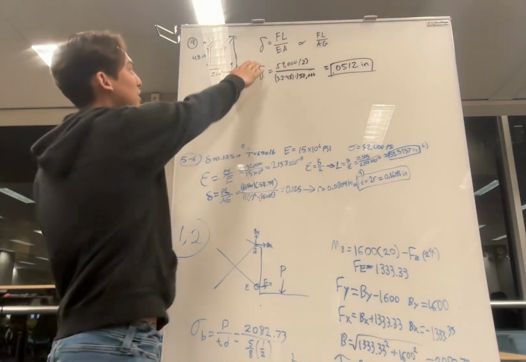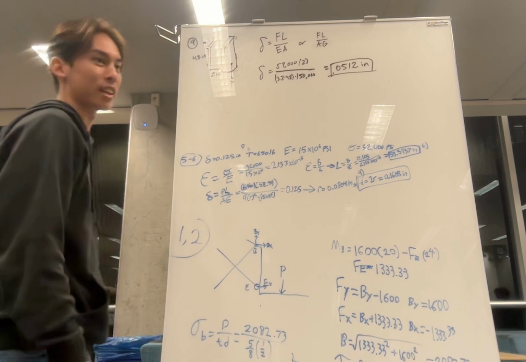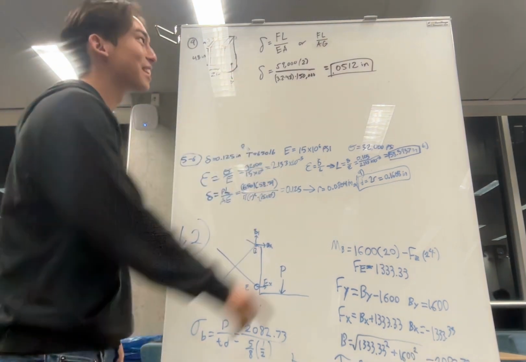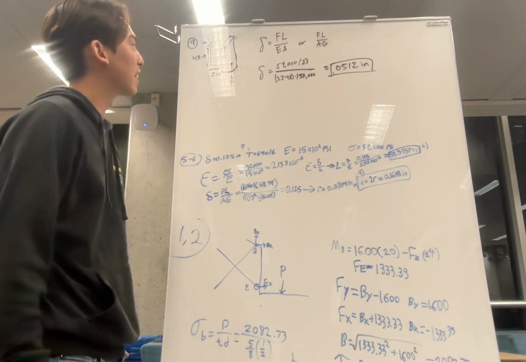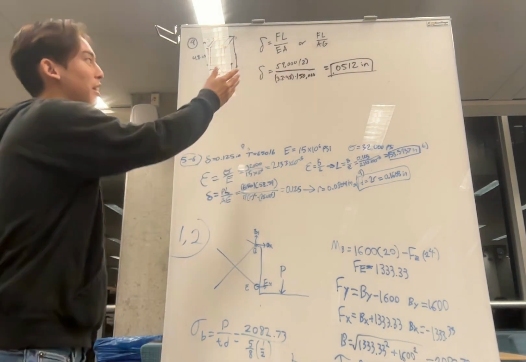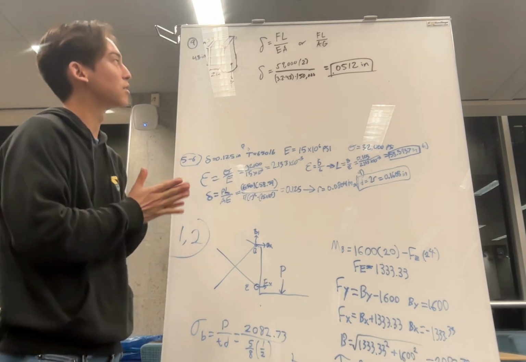So we have our delta equation, and I'm going to use the flag equation, I like to call it. So I have my force, P, and the flag, and then we have the area, and you just plug in your numbers and get your value. That's the deflection. So it's about 0.05 inches of deflection.